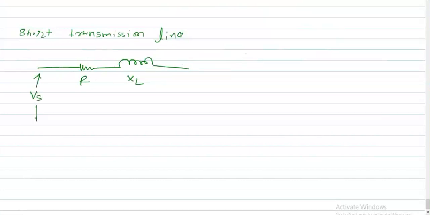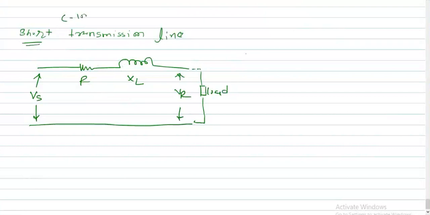This is the sending end voltage, and this is your receiving end voltage, and here is the load. I'm considering only R and XL, meaning the inductance and resistance, only two parameters. Here I am ignoring the capacitance for the sake of simplicity. And we already know in a short transmission line, from 0 to 100 kilometers, we only consider the resistance and inductance. Now I need to draw the vector representation of this network.